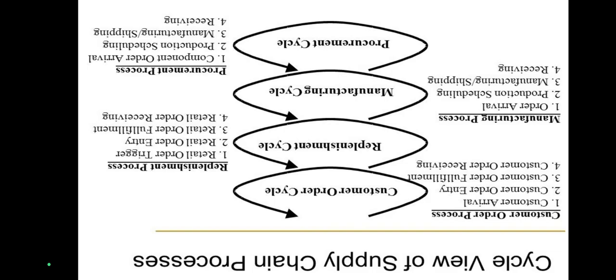That is what is given. Then we have the manufacturing cycle: order arrival from the suppliers, production scheduling, which decides when the product should be produced, then manufacturing and shipping. After the production of the products, we ship them. Then the warehouse receives the products. Then procurement: component order arrival, which is nothing but getting the products from the suppliers. Production scheduling happens again, then shipping and receiving. The same activities are repeated in the various stages or processes.